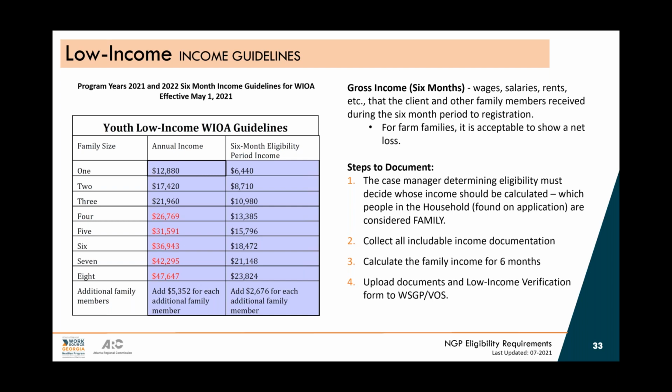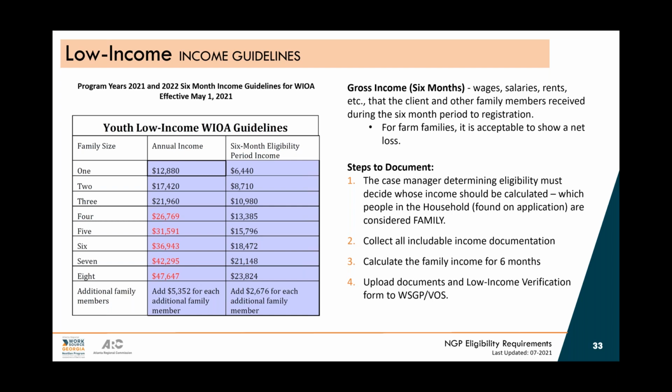The case manager determining eligibility must decide whose income should be calculated, so which people in the household are considered family. On the application, there's a section that asks who's in your household and how much money they make. The participant, or the customer at the time, is going to write down everybody that's in the house and their relationship to them. They probably don't have the income for them yet, but at least they'll have everyone who's in the house and their relationship to the customer.